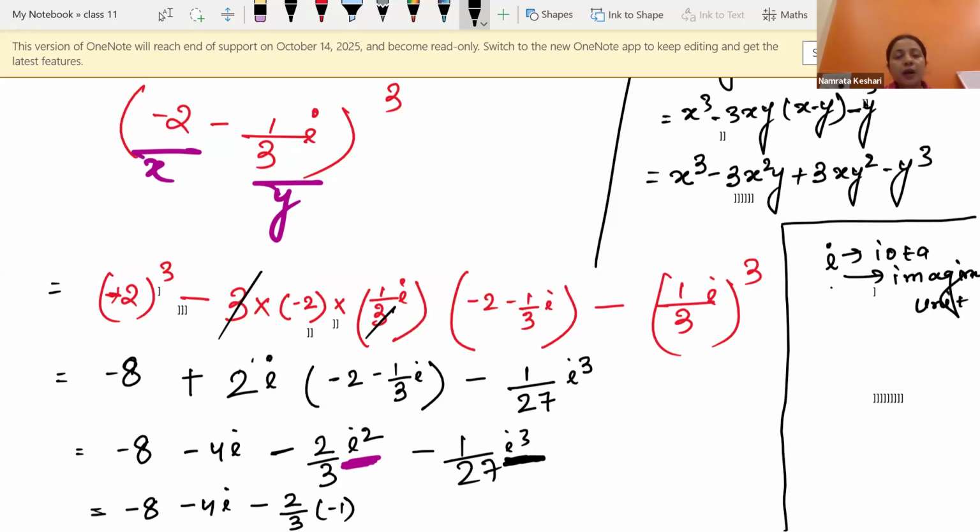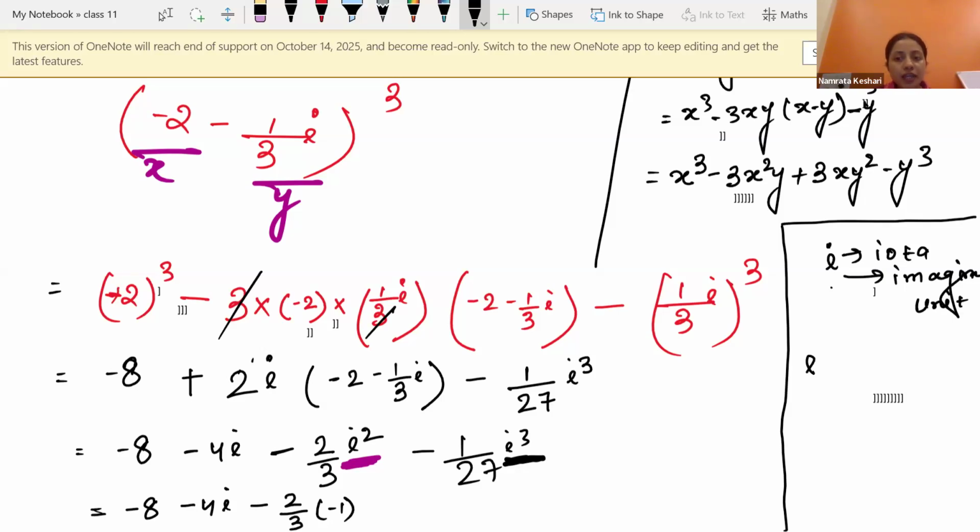So if you have i to the power of any other number, power 3, power 4, exponent 5, exponent 6, exponent 10, 20, 30, 40, 100, 200, if you have iota to the power of any number, then how to deal with that, I was explaining in the last class. Again I am explaining it.